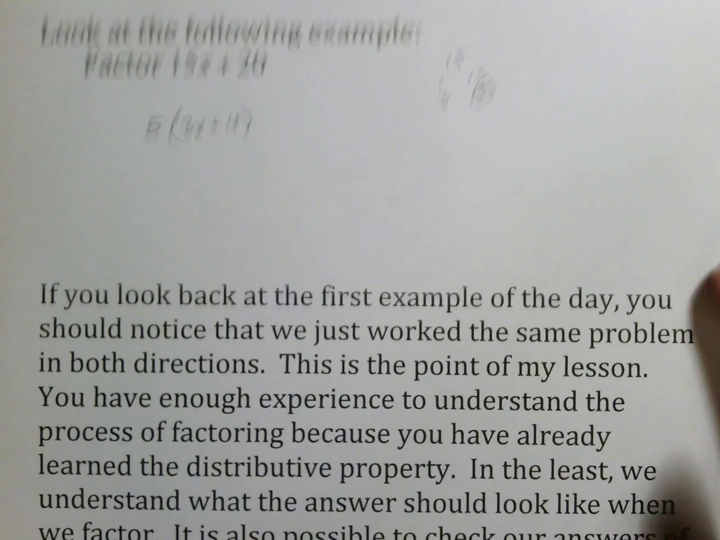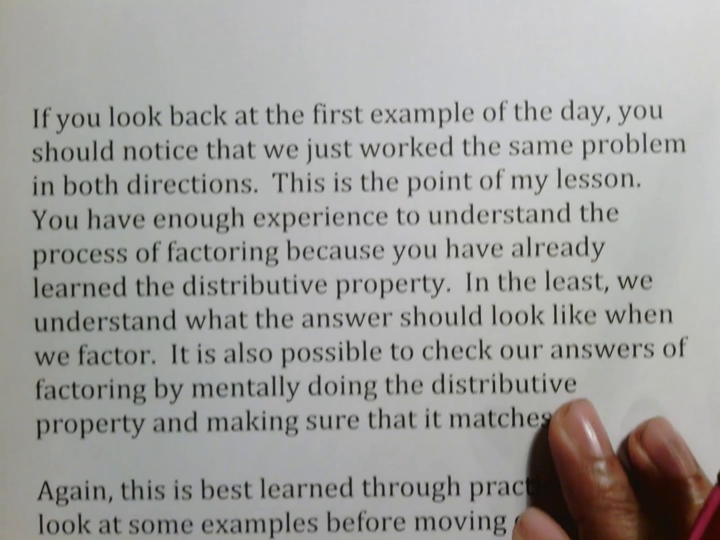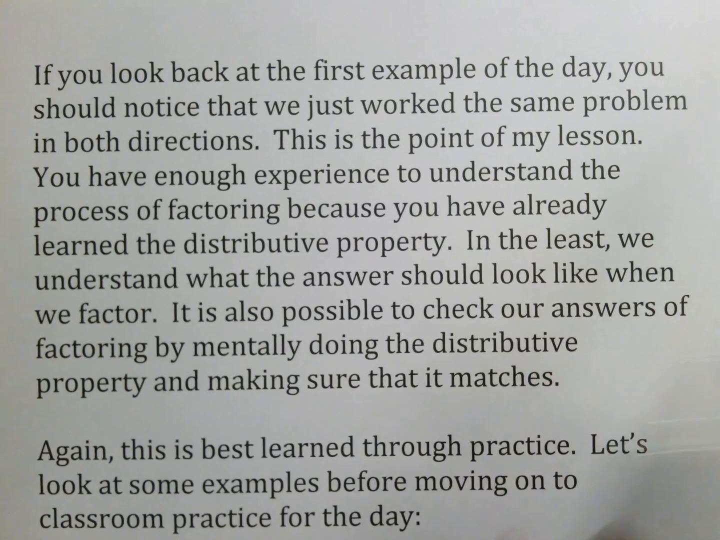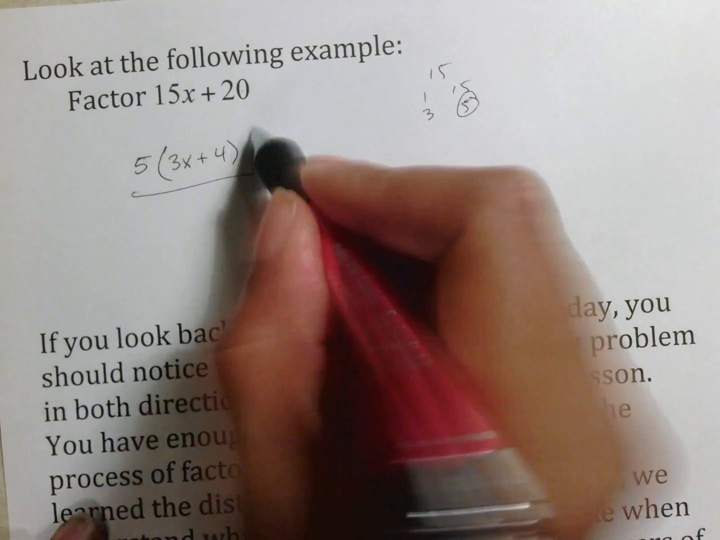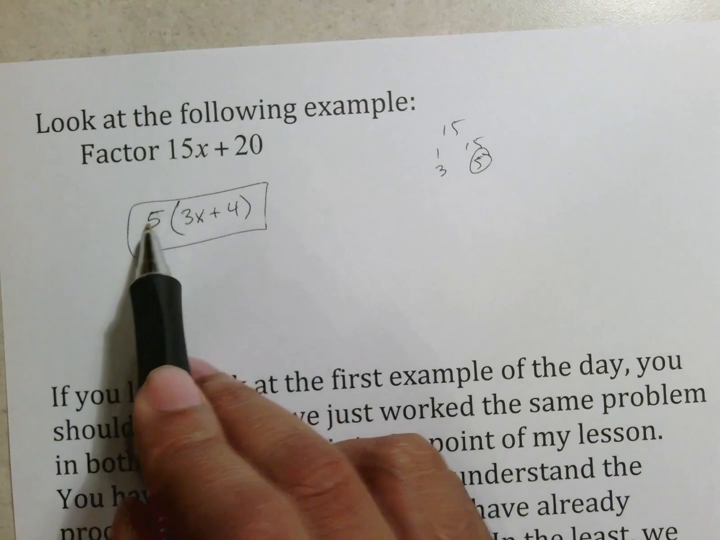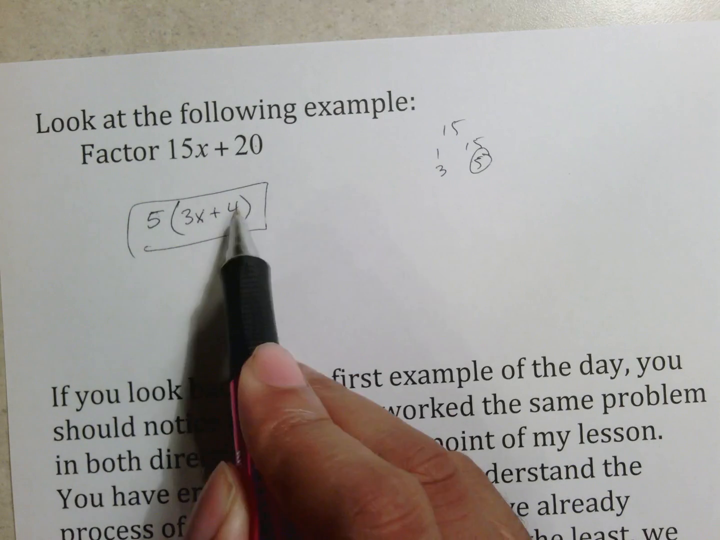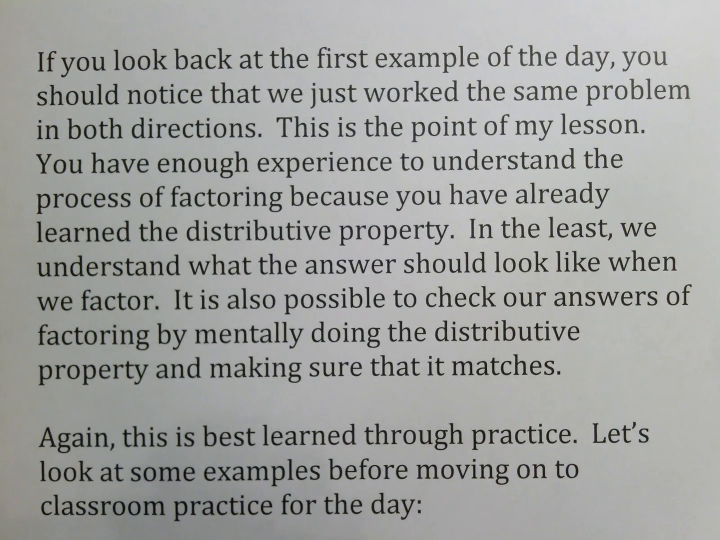So the point of my lesson is that you have enough experience to understand the process of factoring because you already know the distributive property. If anything, you understand what it should look like whenever we factor. So whenever you see this question that says factor, you know what distributive property looks like, so you know what it should look like when you actually do it. And keep that in mind. Then you can even check it and say 5 times 3x is 15x, 5 times 4 is 20. It allows you to use more of your common sense, which is really what you want to live off of in mathematics, because it gets you a long way.